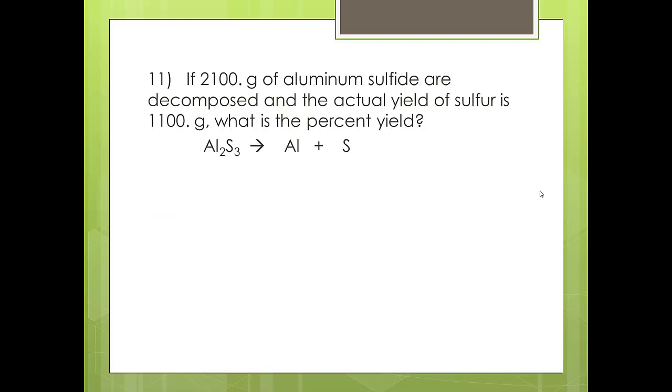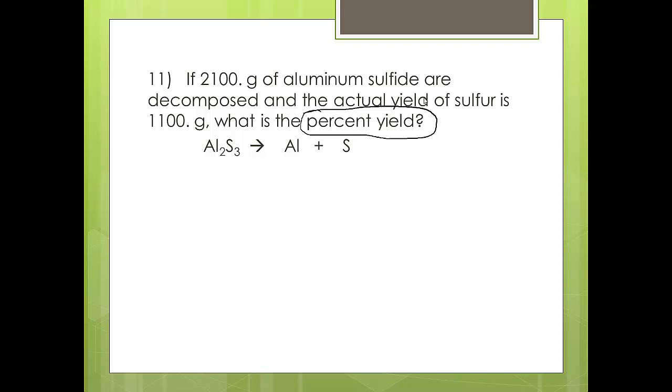Typically these are pretty easy because it's going to ask you something about the percent yield. Versus when we talk about limiting reactants, those you have to look a little bit more. But right now, look at this. It says, what's the percent yield? Also, it's going to look a little different. Notice I gave you 2 numbers. So this is where you're going to have to say, okay, what do each of these numbers mean? If 2100 grams of aluminum sulfide are decomposed and the actual yield of sulfur is 1100 grams, what is the percent yield?